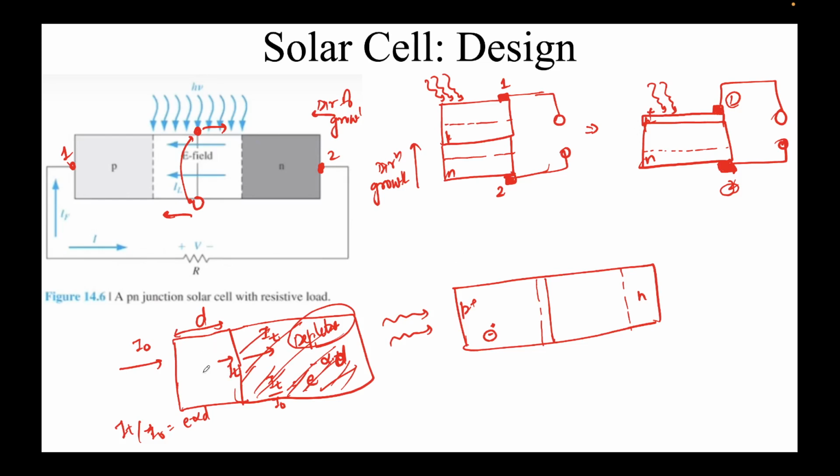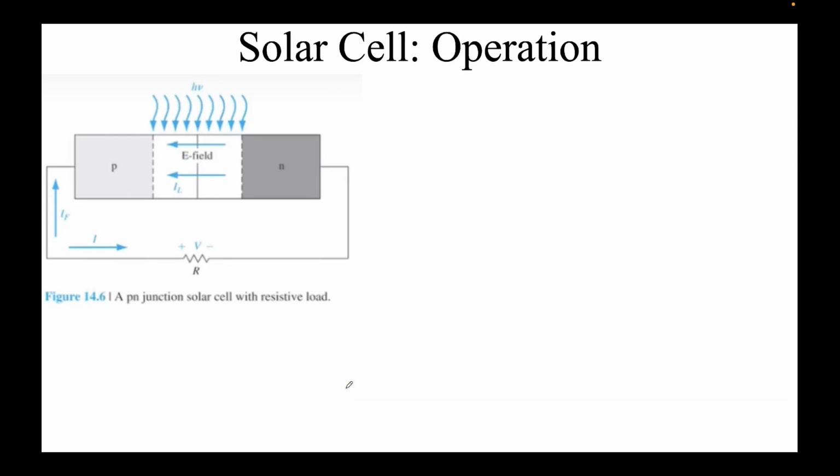Even some will fall here, yes, definitely. Electron hole pairs will be generated because that's what this alpha denotes, right? But what I'm more interested in is what's reaching the depletion layer. Thank you for pointing this out, because otherwise I would have missed it. All right. So we have designed it now. Now let's see how it operates.